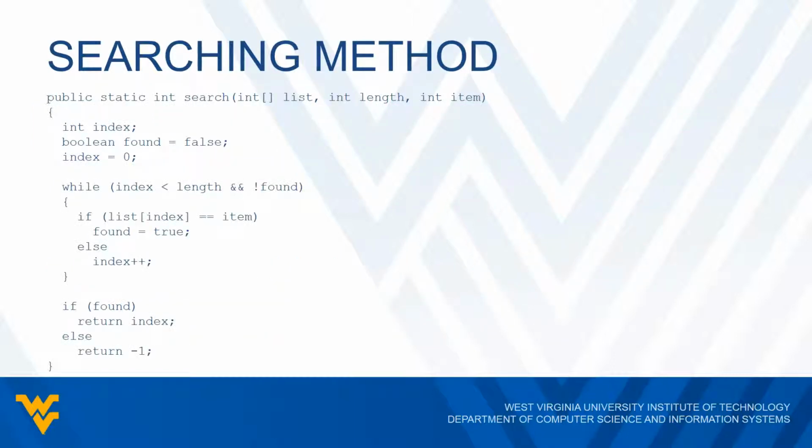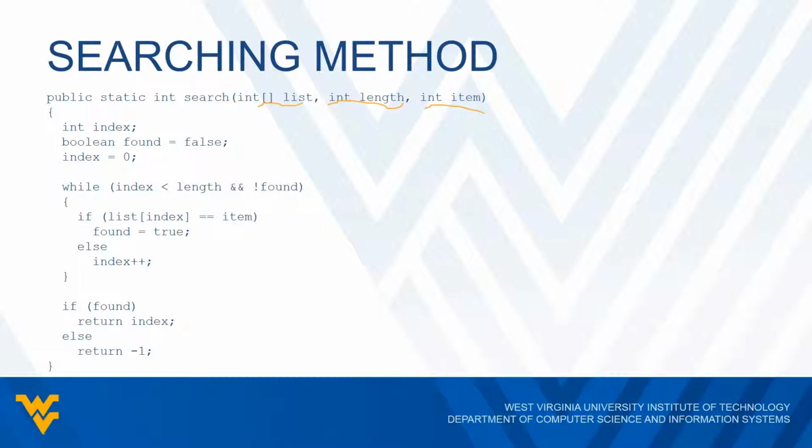So here's the complete method for searching for an item in the array. So we have our list passed as a parameter. We have the length of the array, because remember, we may not have stuff in every single element, so we need to know how far we're going. And then we have the item, and this is the value that we're actually looking for.